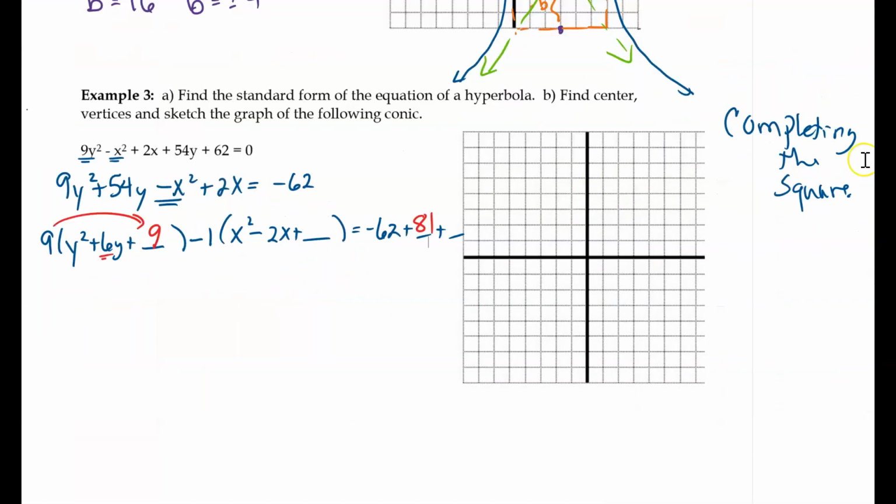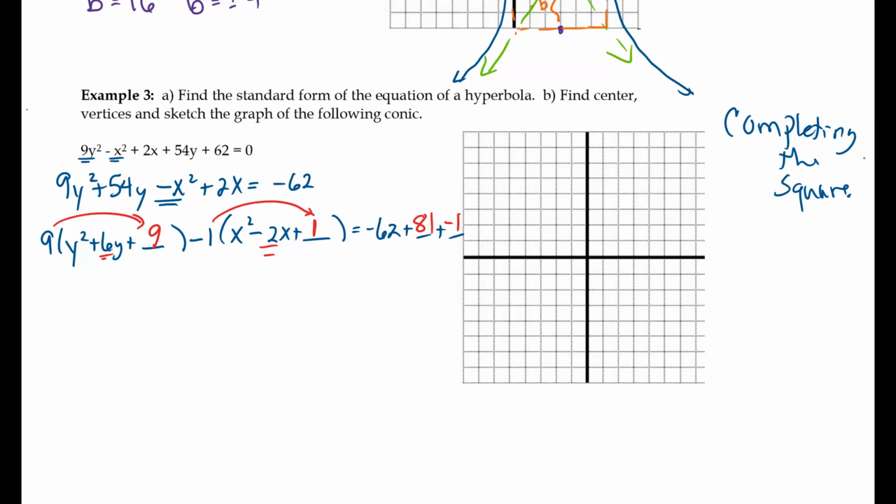Okay, then we do the same thing here. Complete the square with the x's. A negative 2 divided by 2 is a negative 1. A negative 1 squared is a positive 1. But we got to go negative 1 times 1, which gives us, what do we get here? A negative 1. And then we start simplifying it even further, okay?